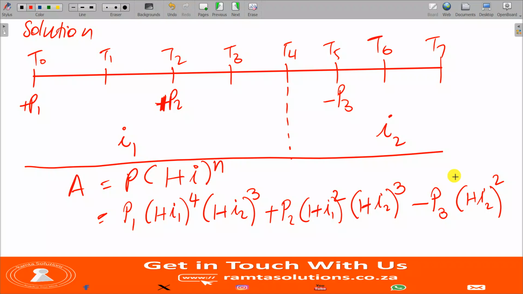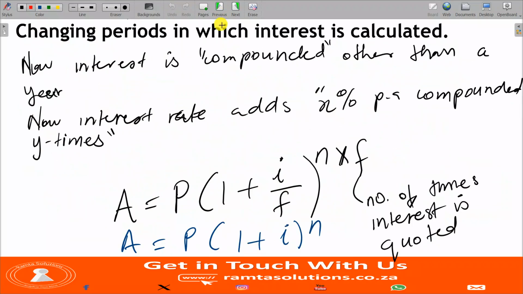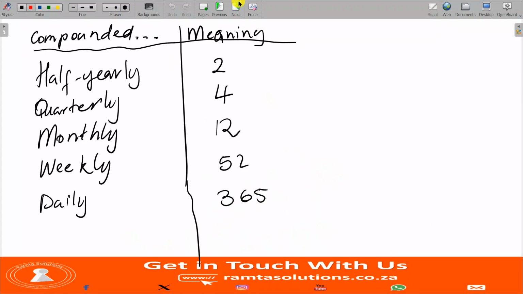Okay, guys, this is how you are going to do it. Remember, you can have more than 2 deposits, more than 2 withdrawals, and more than 2 interest rate changes. As long as you remember, you must be careful when your interest rate is quoted more than once a year. Though you wrote this formula, remember you need to imagine it like this. Perfect.